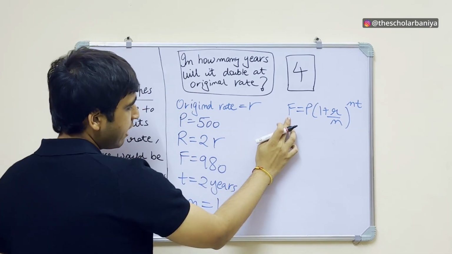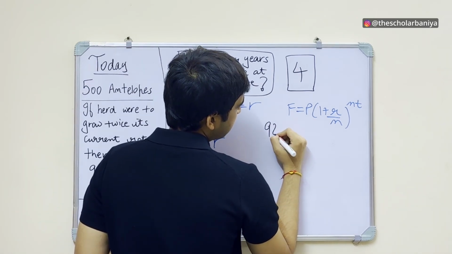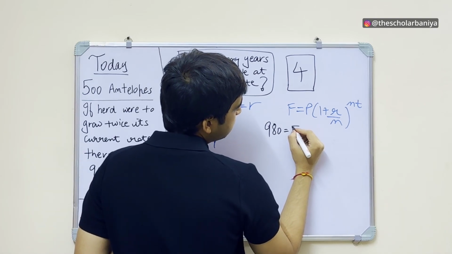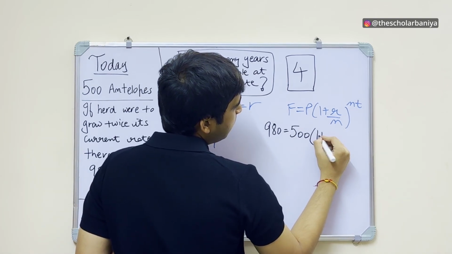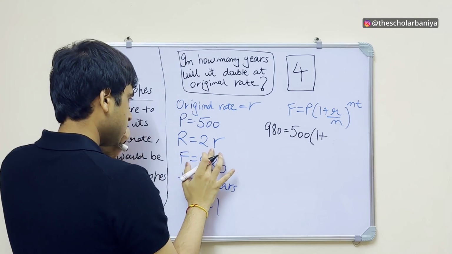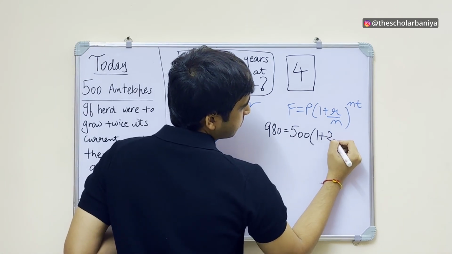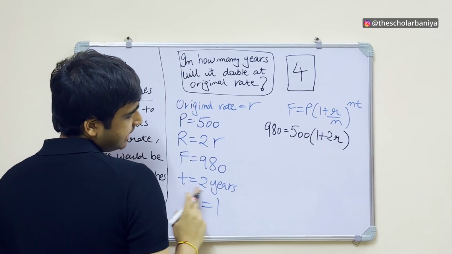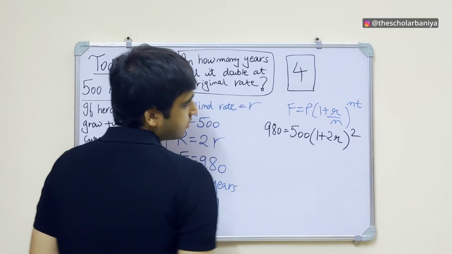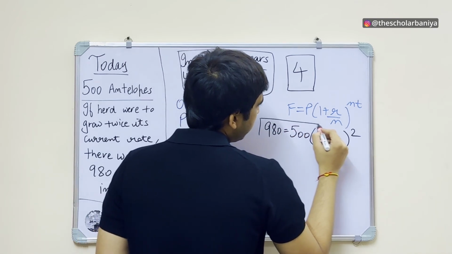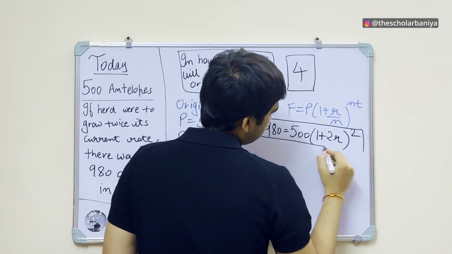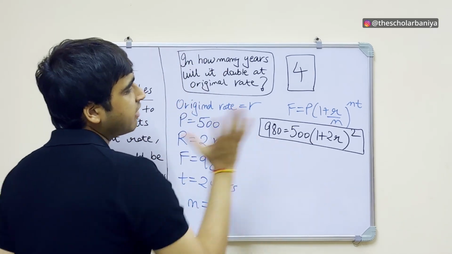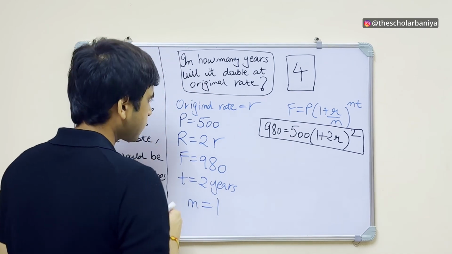So what is F? F is 980 equals, what is P? P is 500, times 1 plus, what is r? r becomes 2r, right? To the power n, which is 1. And what is t? t is 2. So this becomes one important formula, derivation, whatever you can say, result. So this is one result that we have got, right? Okay.